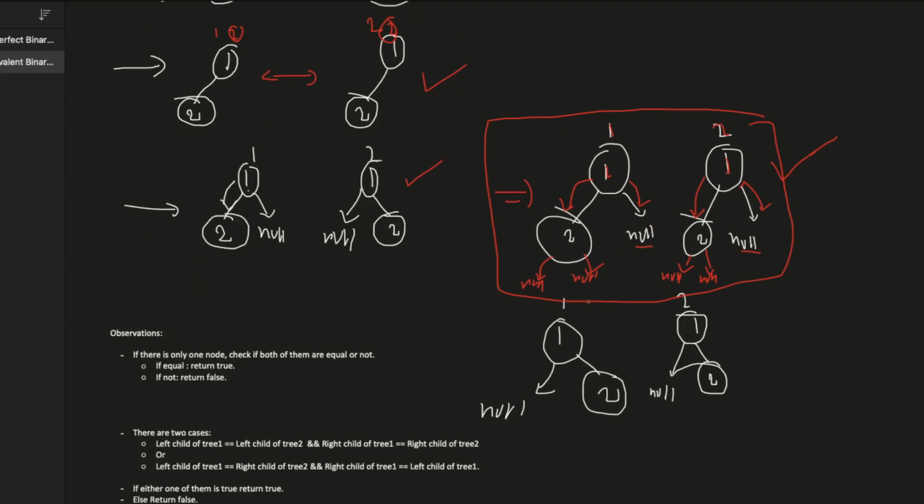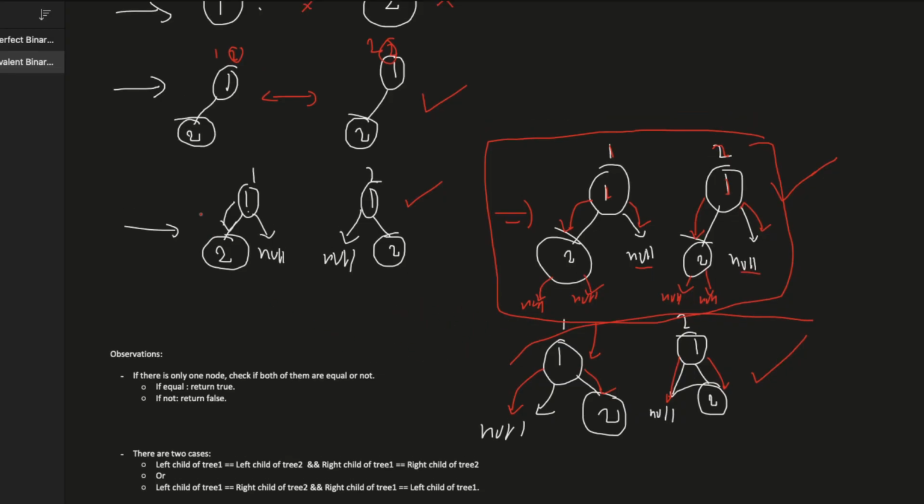We can perform the same thing over here. We'll start at 1. 1 is equal to 1, and we go to the left. We go to the left, and we'll check null is equal to null, and then we go to the right, and we go to the right. 2 is equal to 2. So these two are also flip equivalent.